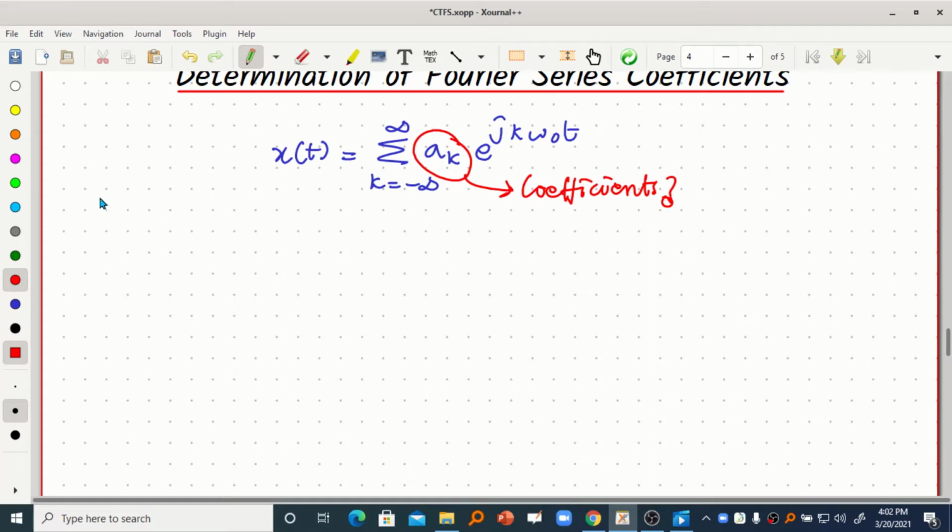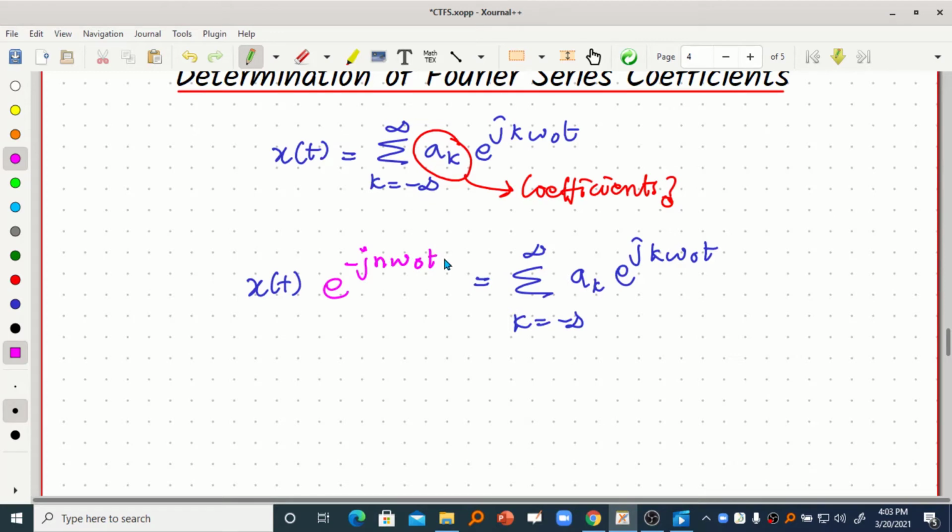So what I'm going to do is multiply the equation x(t) is equal to the summation from k equal to minus infinity to plus infinity of a_k e^(jkω0t). I am going to multiply both sides of the equation by e^(-jnω0t). Since I am multiplying on both sides of the equation, its value will not change.